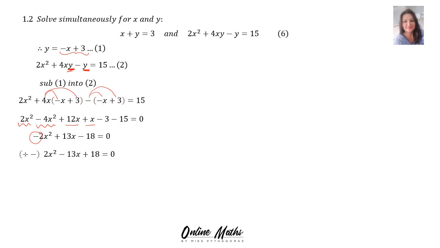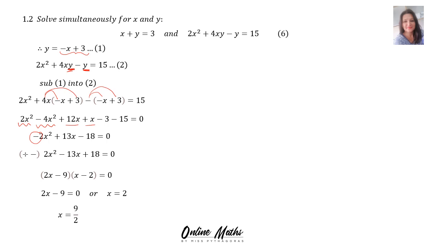So now I'm going to make two brackets. I'm going to factorize. If you can't do that, you're welcome to use the quadratic formula to find the factors. So the factors are 2x minus 9, x minus 2. Therefore, your answer is x is 9 over 2 or x is 2. But that's only half of the solution because you have to solve for y and x.